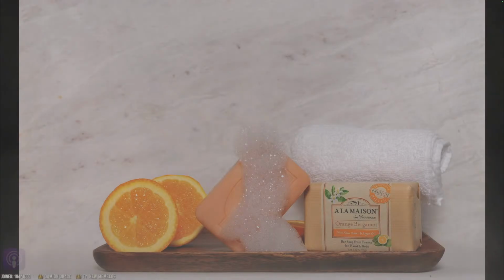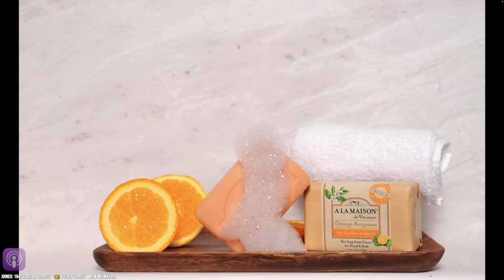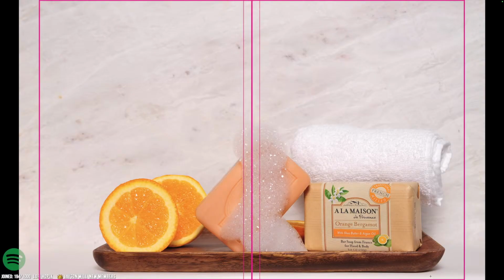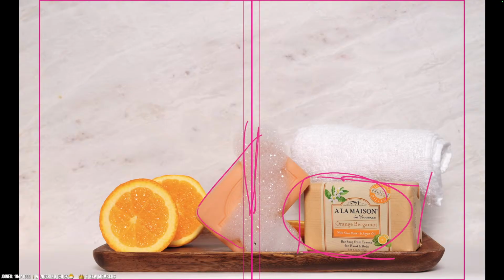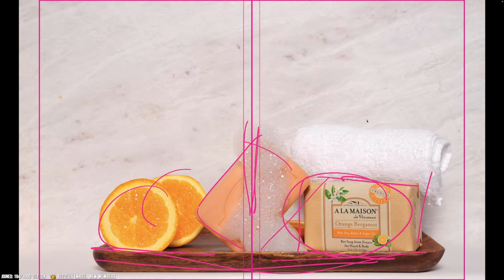Well, this is way, way better on so many fronts. Let's look at how this frames as a double page. So you see what you did here, Denise, is you framed the product perfectly in a place that we can read the logo. You put the bar on the gutter, and I'm okay with that. You have orange slices on the other. It's on a very simple wood tray.